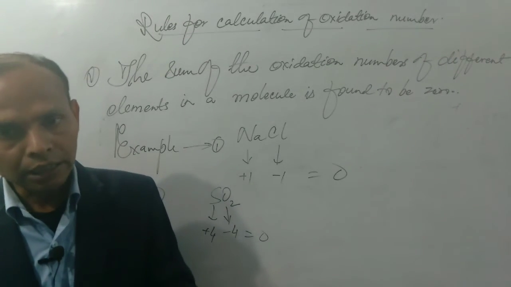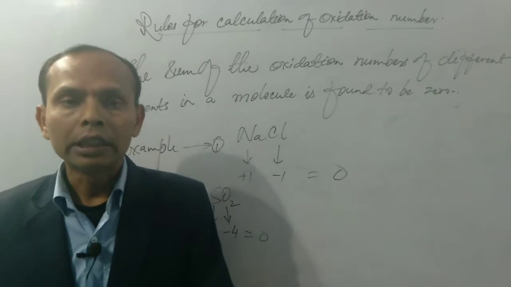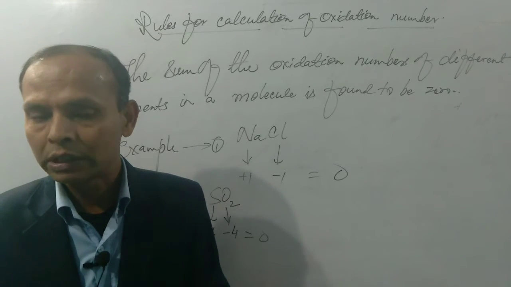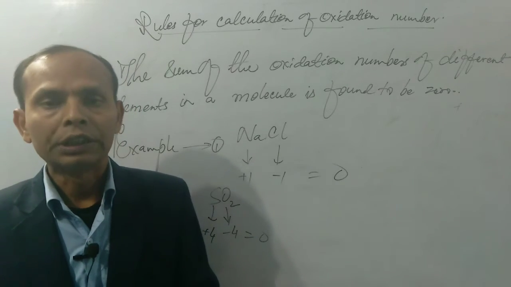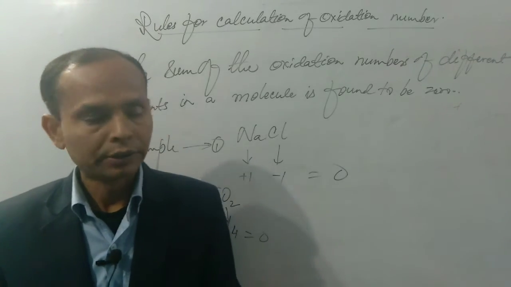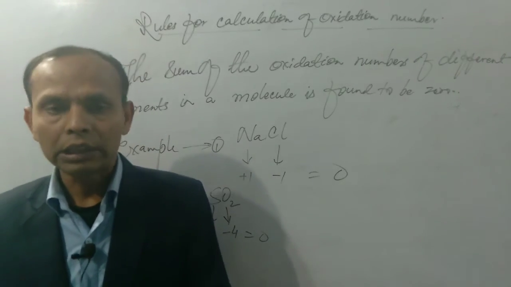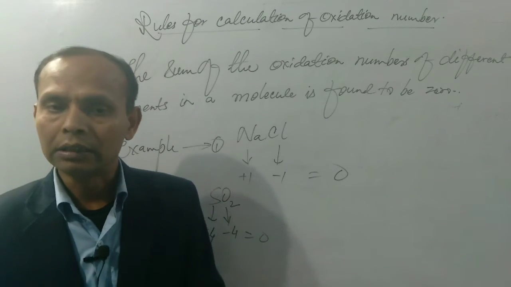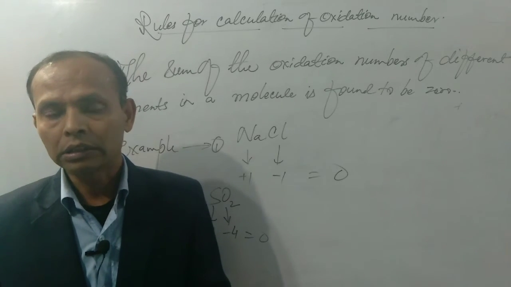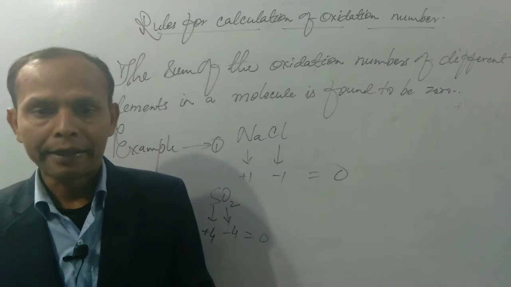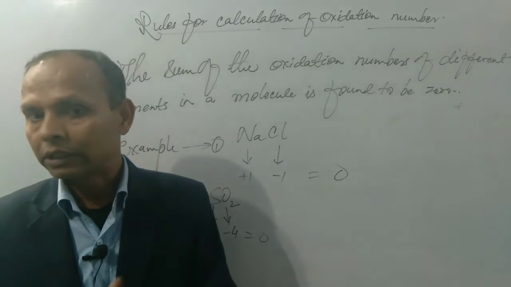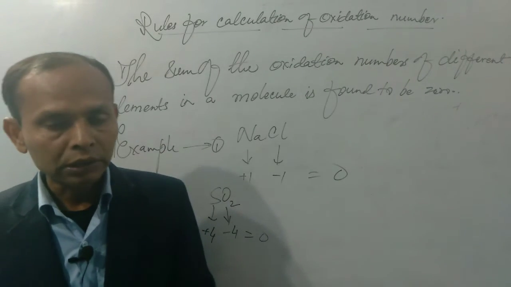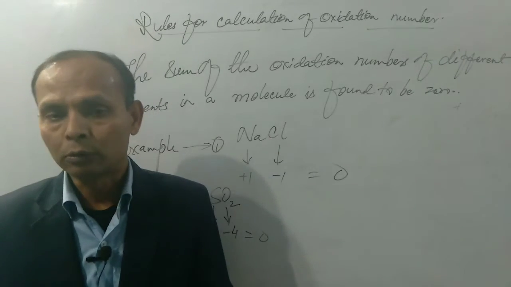0. Second rule, which tells us that generally in combined state, the oxidation state of hydrogen is found to be +1 unit. In case of hydrides of metal, the oxidation number of hydrogen is found to be -1 unit. The third rule tells us the oxidation state of oxygen in combined state is generally -2, and another rule tells us the oxidation number of every ion is equal to the charge present on it, and the last rule tells us the sum of oxidation states of different elements in a molecule is found to be 0.